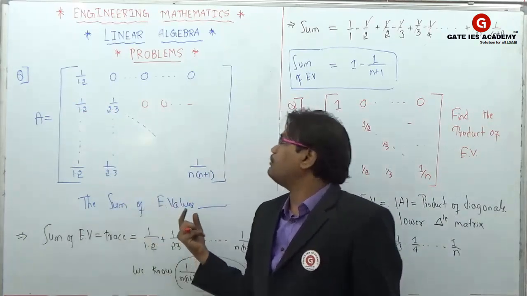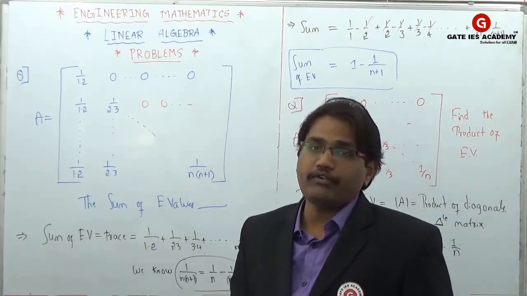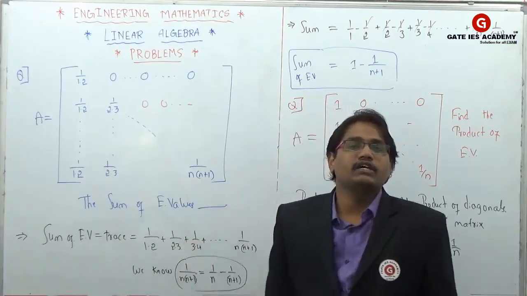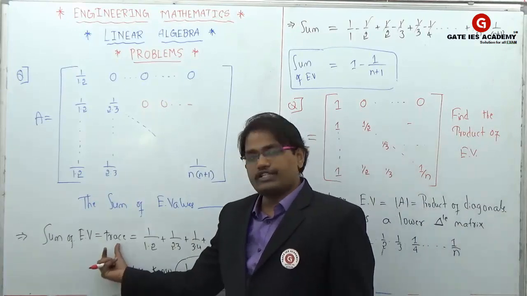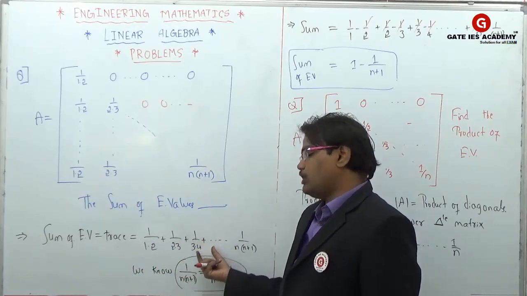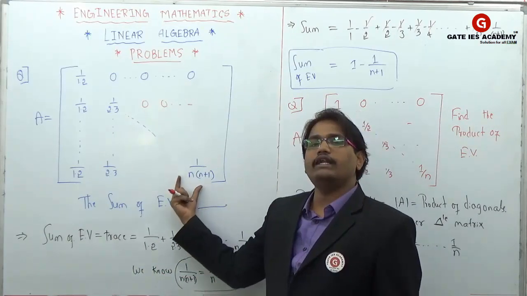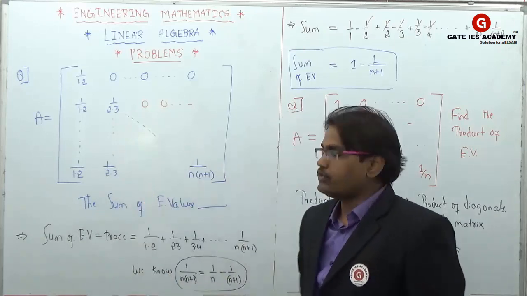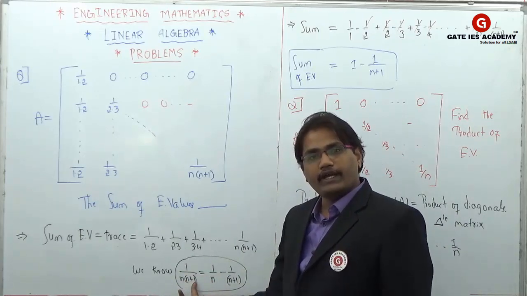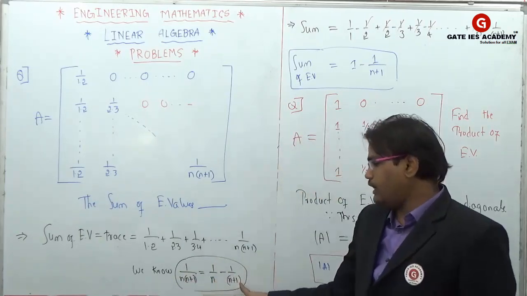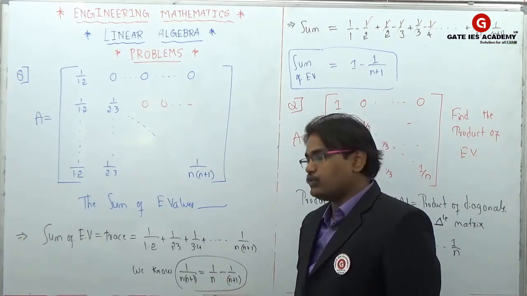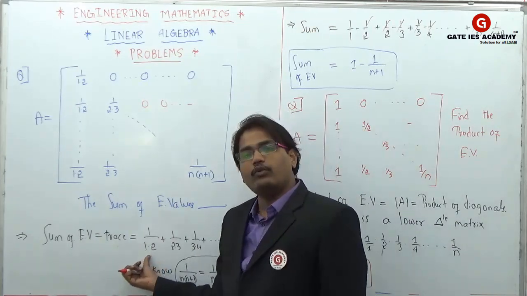Now what is asked? The sum of eigenvalues. What is the sum of eigenvalues? So we know that the sum of eigenvalues is nothing but the trace, that is the sum of diagonals. Trace equals to the sum of diagonals, which is 1 upon 1 into 2, 1 upon 2 into 3, 1 upon 3 into 4 and so on up to 1 upon n into n plus 1. So this sum we need to calculate. But we know this 1 upon n into n plus 1, how can we write? 1 by n minus 1 by n plus 1. For example, 1 upon 1 into 2, how can we write?